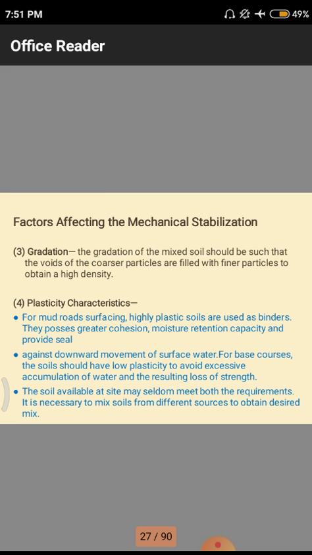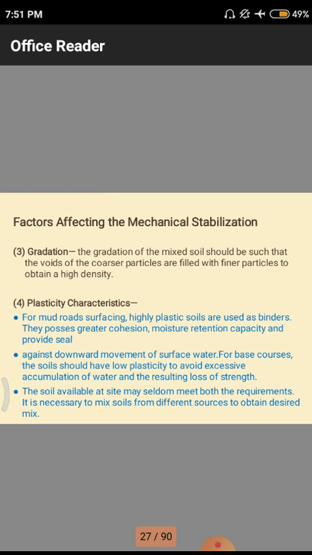Next one, greater cohesion. Cohesion means that if water is entering the soil in rainy seasons, we have to observe the cohesion properties and moisture retention capacity also, so that if the voids are very high, water will be stagnant. If the voids are very low, automatically the water will be drained into other surrounding soils. And we need to provide a seal.